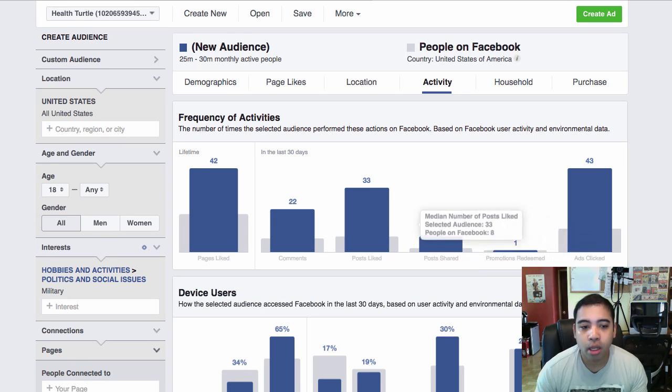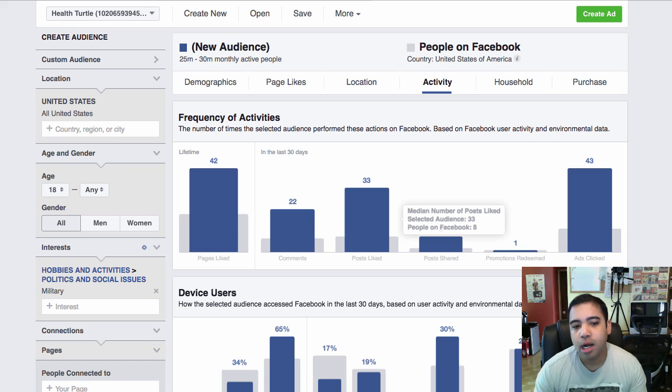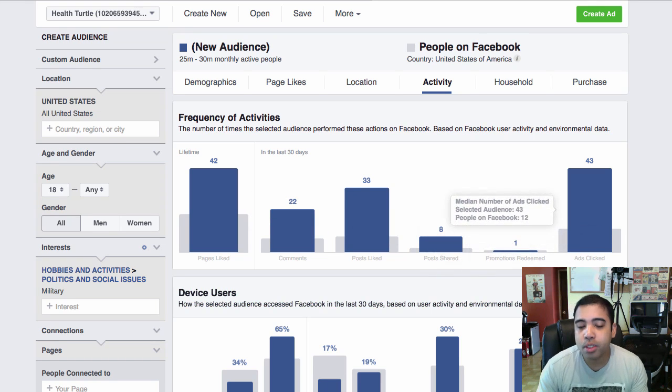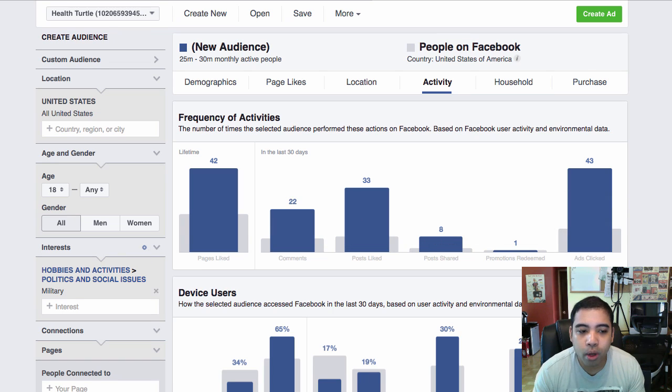And then the type of activity, the engagement. If you're targeting a keyword here, an interest, you want to see what type of engagement they have in that community, in that particular interest. For example, how many ads they click, how many times they comment, versus the pages they like and the posts they like. You want to find interest groups that are engaging to your market. If you type in something in here and all of a sudden see that there's no interest, then obviously you don't want to target those people.